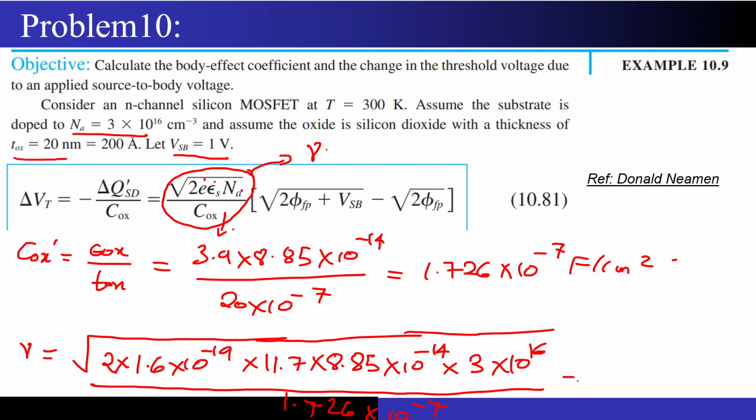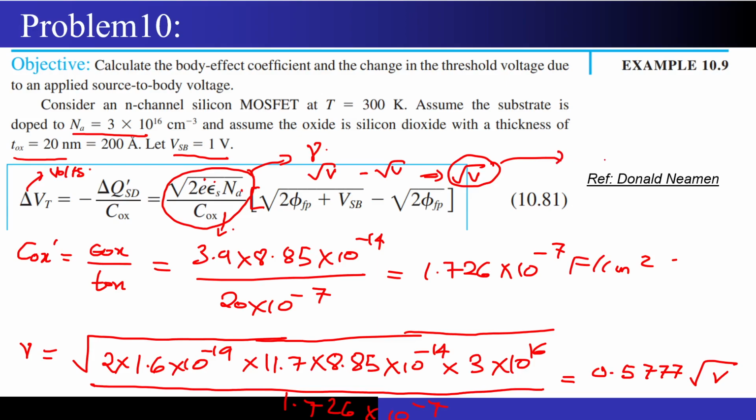Now if you just calculate this value of gamma, this gamma will come out to be 0.5777 root of volts. Now why root of volts? See, this delta Vt has units of volts. This right side in the bracket has the unit of root volt minus root volt, so again it became root volts. So from root volts I want to go into volts. So this body effect coefficient has to have the units of root volts. So please remember this, correct? So I got the value of the body effect coefficient, 0.5777.